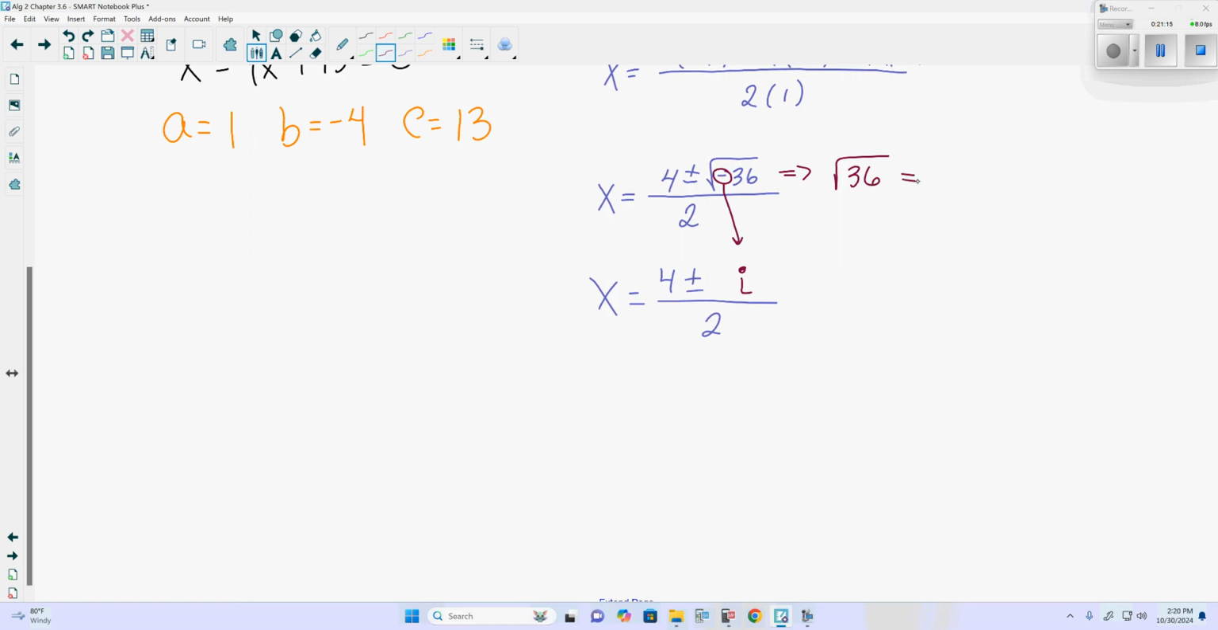Since we took the i out, that negative does come out as i. What we have left is a square root of 36, which is 6, which means the square root of negative 36 is 6i. We still have to simplify, because everything has a common factor of 2. So we can divide everything by 2. 4 divided by 2 is 2, 6i divided by 2 is 3i, and the 2 on the bottom simplifies out completely, telling us that our solution is 2 plus or minus 3i.